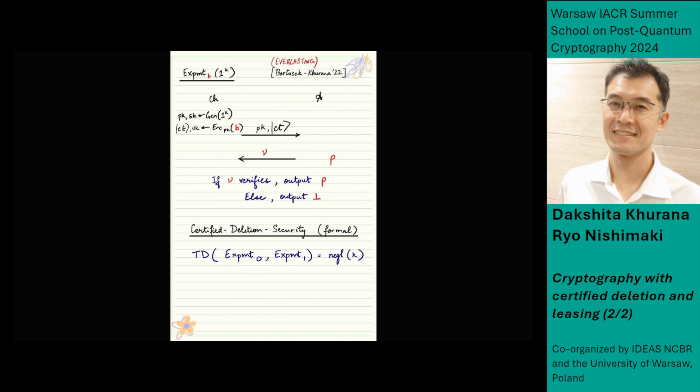Rho is the residual state of the adversary. So it's the view of the adversary, whatever the adversary gets.